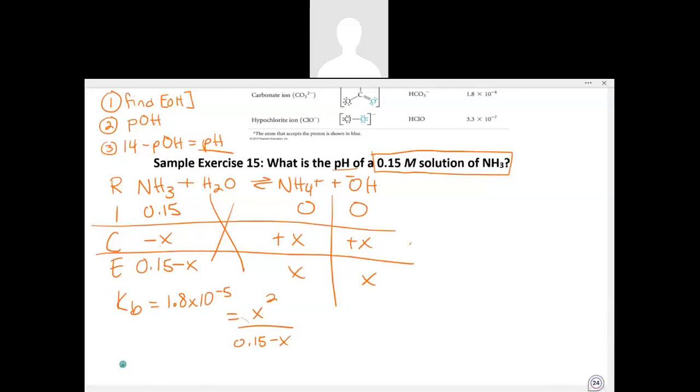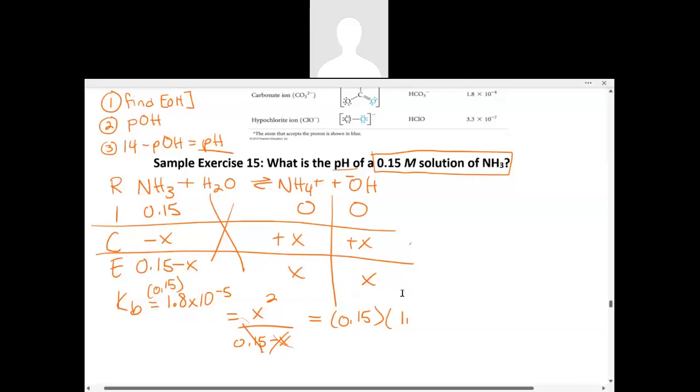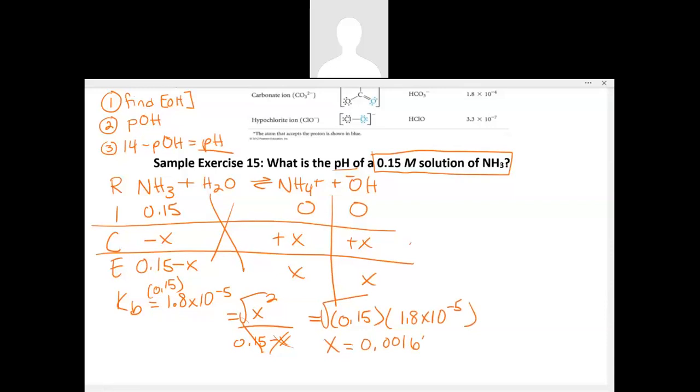We're going to assume that x is negligible. We'll get rid of that. We'll multiply both sides by 0.15. So then we get x squared is equal to 0.15 times 1.8 times 10 to the negative 5. So we find the product over here. We can take the square root. When we solve for x, we'll find that x is equal to 0.00164 molar. Remember, this x is now our hydroxide ion concentration.